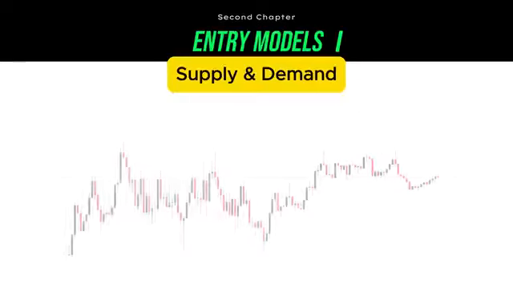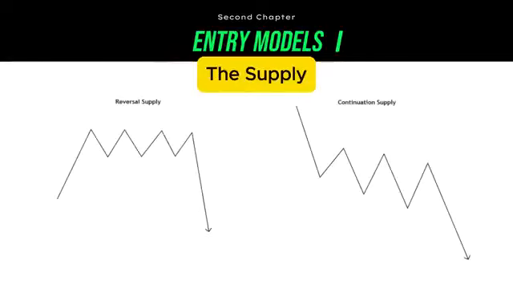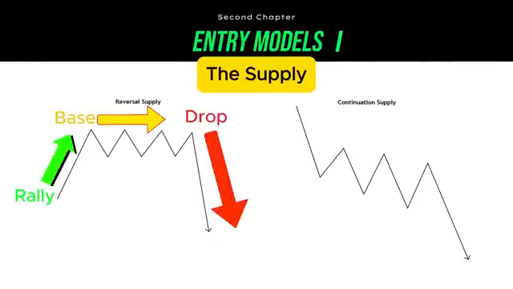Let's start by explaining what the supply is. The supply zone is met within two types of price action. One type is the reversal supply zone. This zone is characterized by price going up, creating a ranging movement sideways, and going all the way back down. This whole price action is also often named as a rally, base, drop.